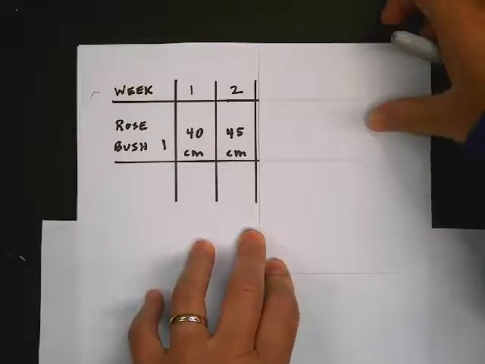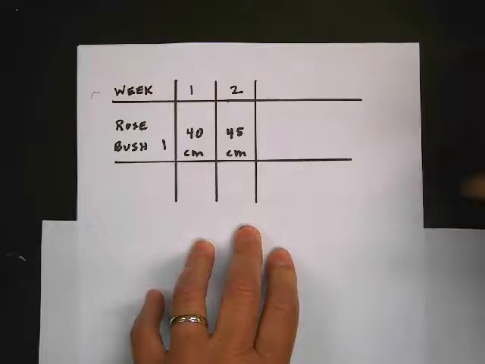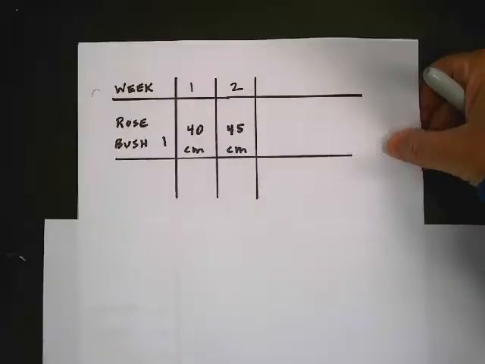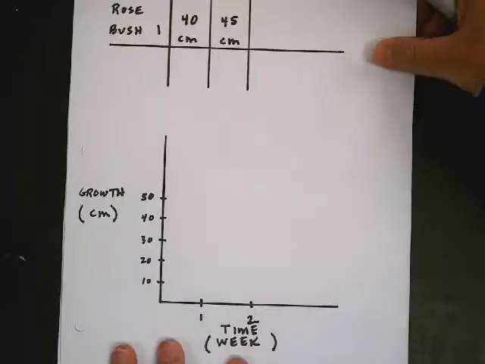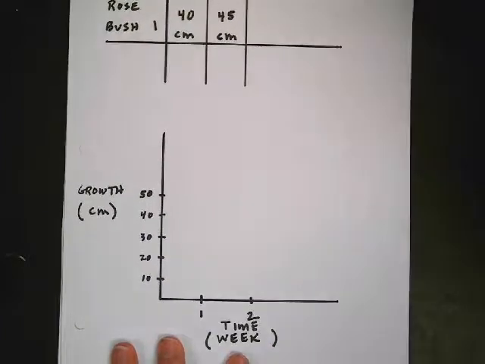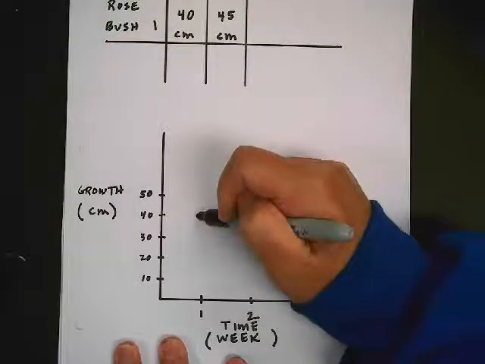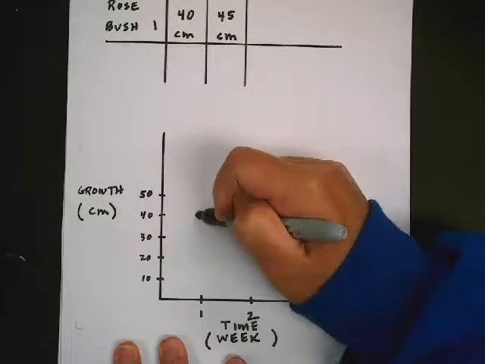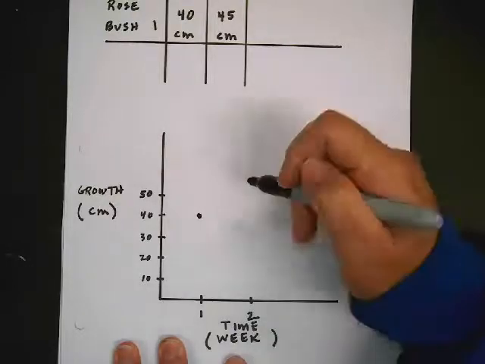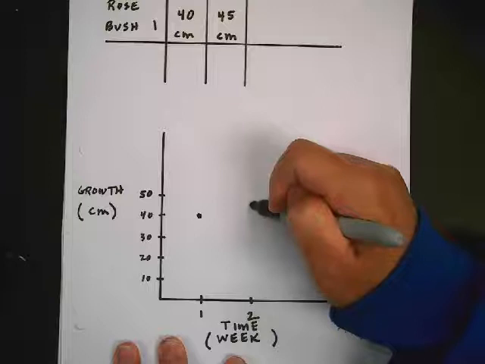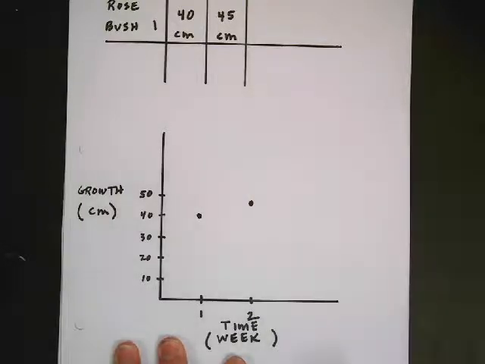Let's go ahead and graph these 2 points. What I'm going to do on the x-axis is put the time. On the y-axis, the growth. So at week 1, my rose bush was 40 centimeters wide. There's the point. After 2 weeks, it was 45 centimeters wide. Now that we have 2 points, we could model this data.